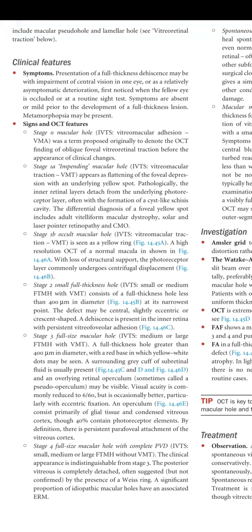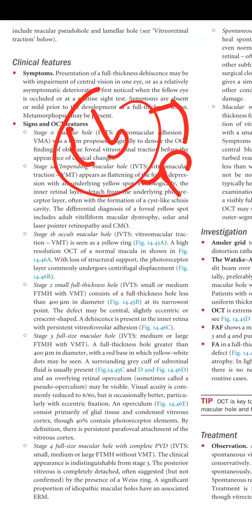Then stage 1B, which is known as an occult macular hole, also called vitreomacular traction, is seen as a yellow ring. A high resolution OCT of a normal macula is shown in figure 14.46a. With the loss of structural support, the photoreceptor layer commonly undergoes a centrifugal displacement. So in stage 1B it is seen as a yellow ring.